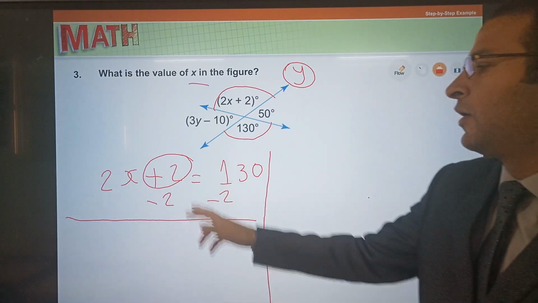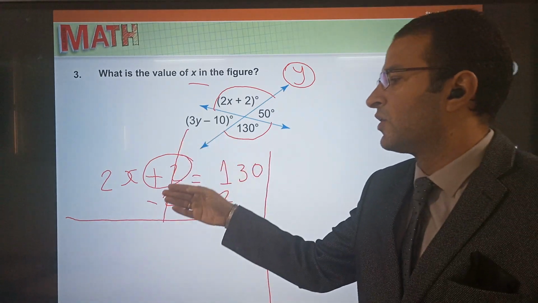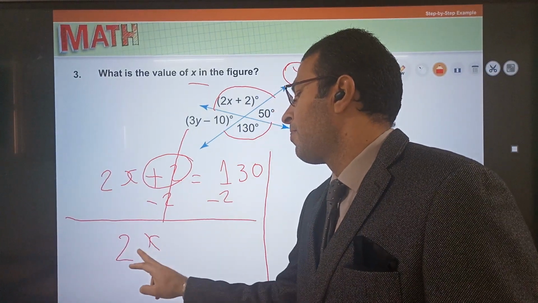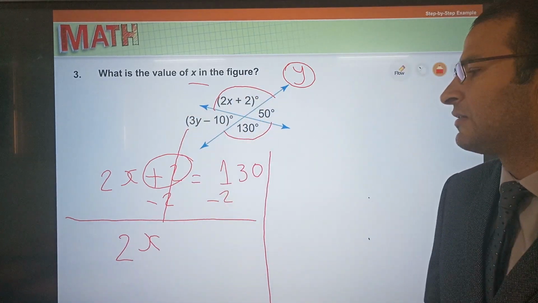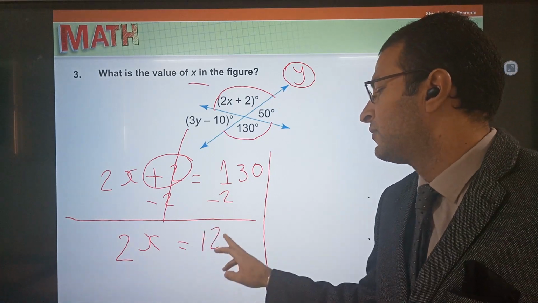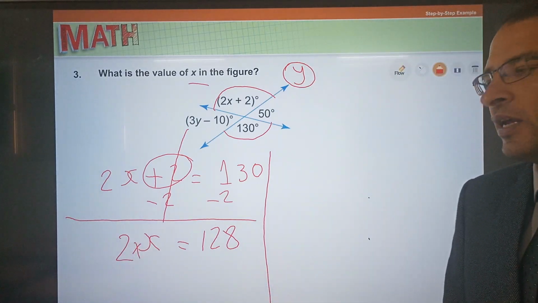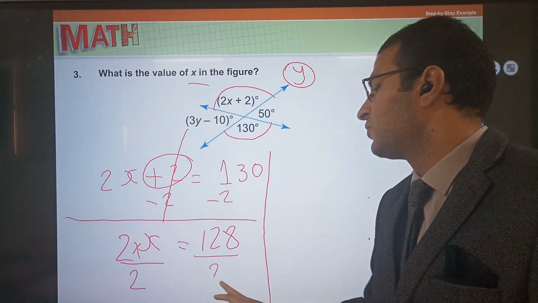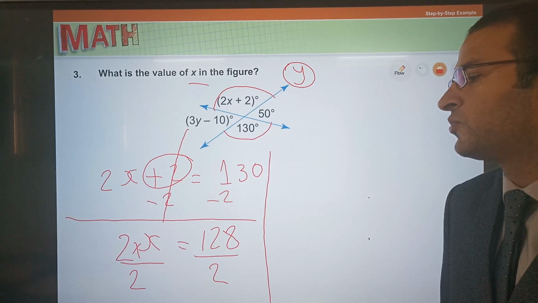What happened now? These two will be cancelled together. Why? Because positive 2 plus negative 2 is equal to 0. I have now 2x only, because this one will be deleted. We have here 130 minus 2, which is 128. After that, 2 is multiplied by x, so I need to cancel it. We will divide both sides by 2.